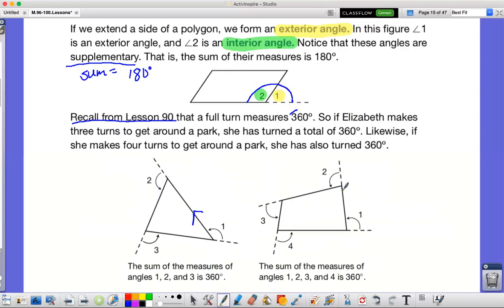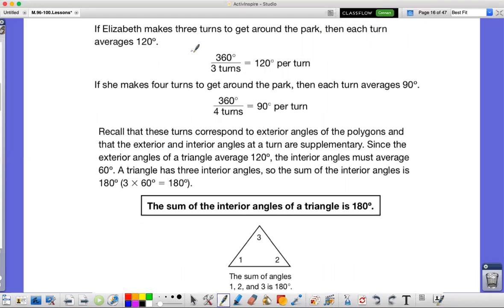Same thing as if she did a park that had 4 turns in it. All 4 of those total, if we were to add up angle 1 and angle 2 and angle 3 and angle 4, if we were to add up all those, it would end up being 360 degrees, the sum of all the measures. If she takes 3 turns to get around the park, then she is averaging 120 degrees per turn, because 360 divided by 3 is 120.